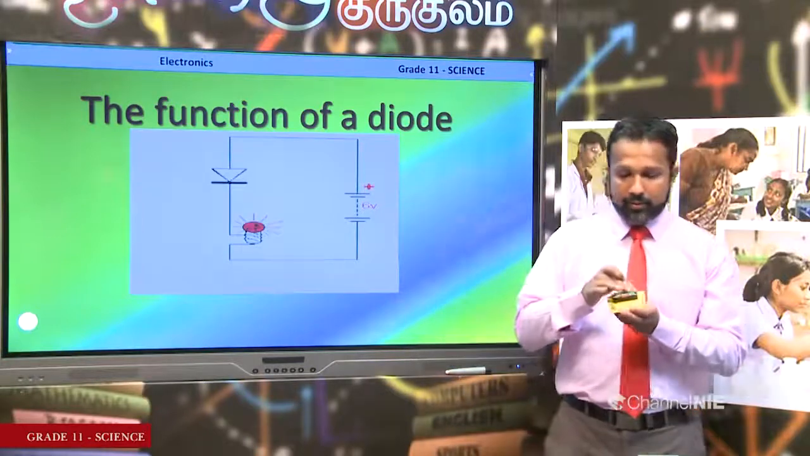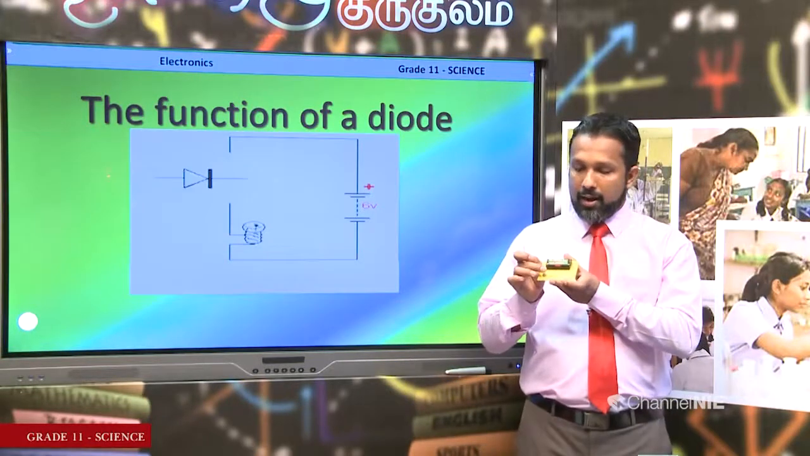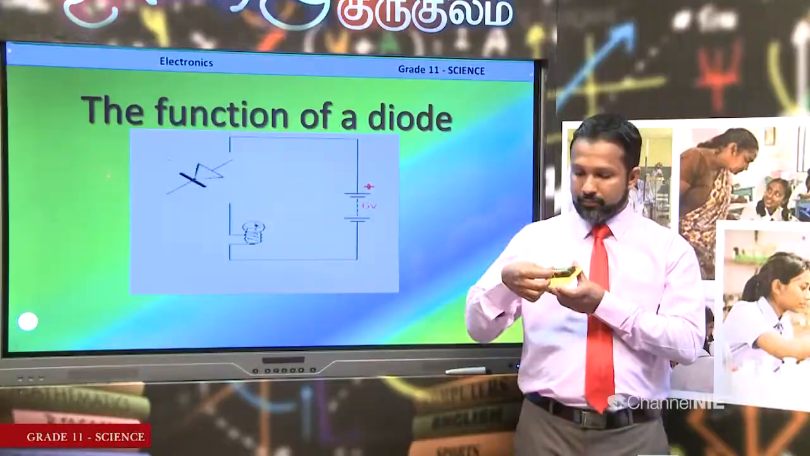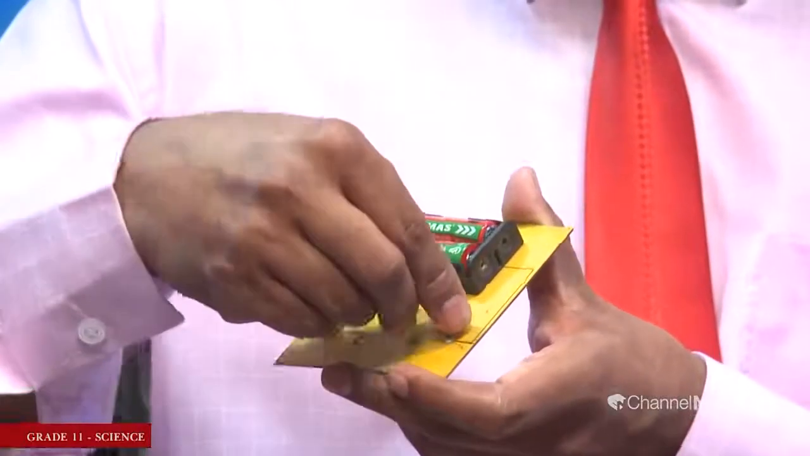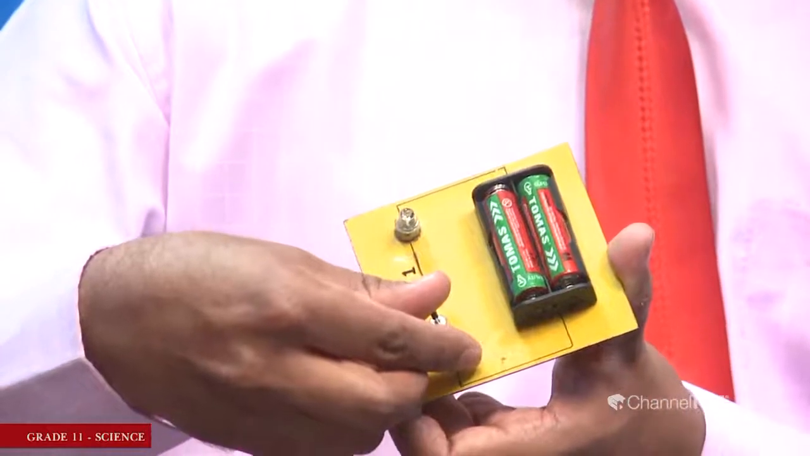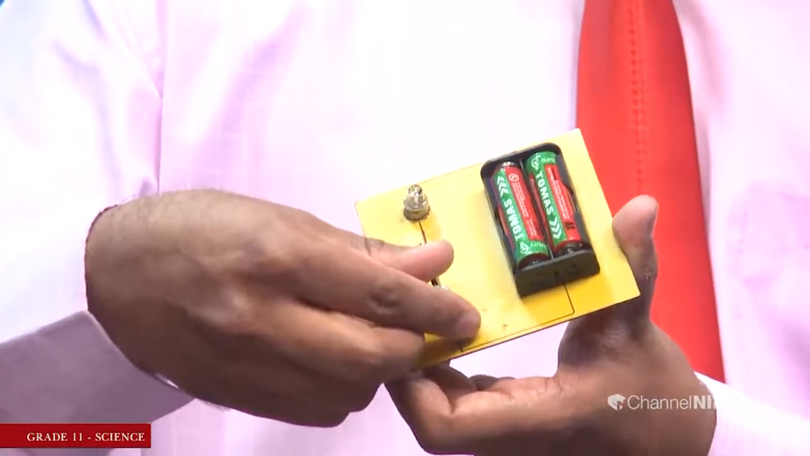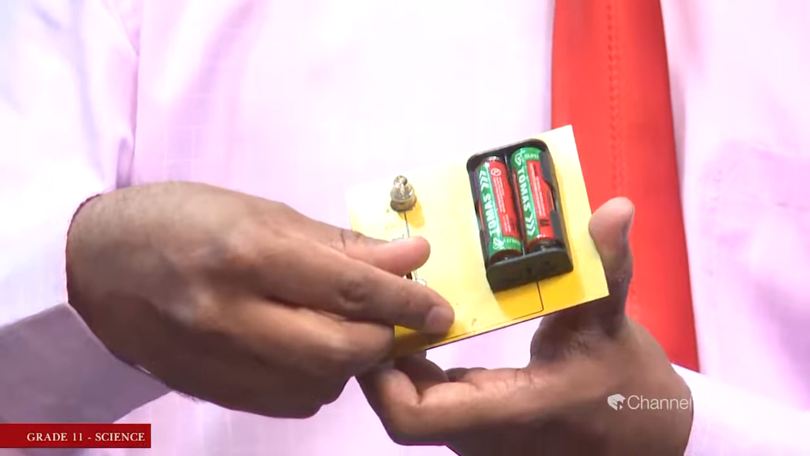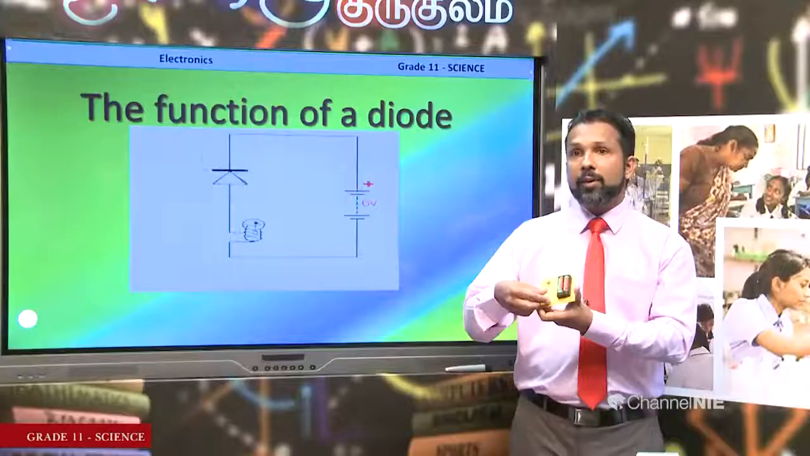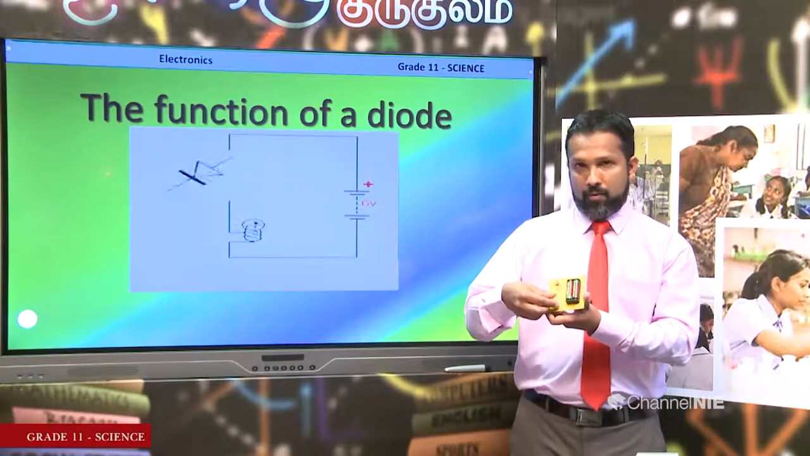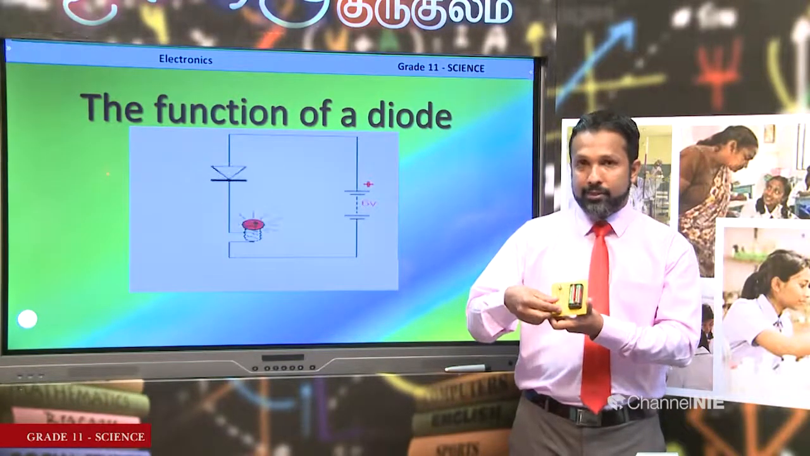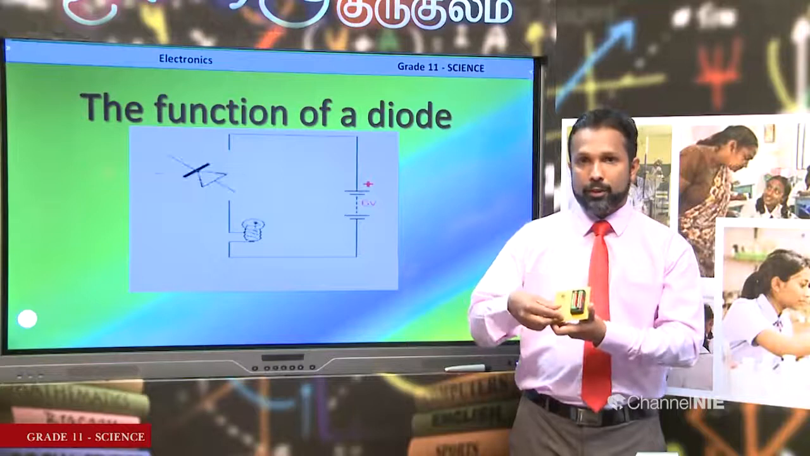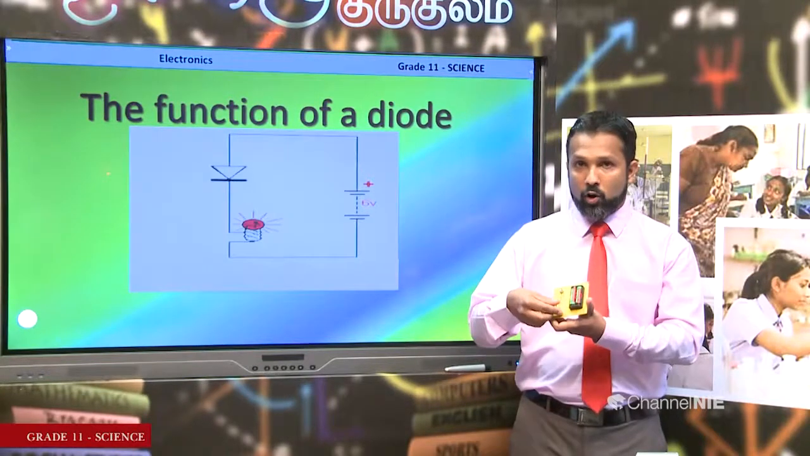My dear children, I have used a diode here. This is a dry cell. This is a bulb. There is a gap in the circuit. I am going to place the diode here. You can see the bulb does not glow. When I put the positive terminal of the diode to the negative terminal of the dry cell, and the negative terminal of the diode to the positive terminal of the dry cell, the bulb does not glow. Then it means electricity does not flow from negative to positive, or cathode to anode, through a diode.